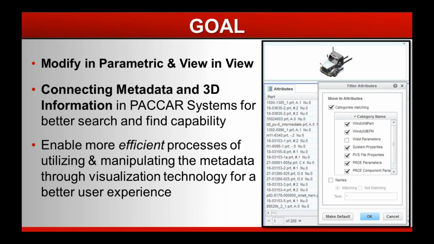The thing that I want people to take away here today is this idea of connecting metadata and 3D information. So in the big picture of things, how can you take advantage of the metadata that's on your 3D data to make your systems easier to search and find? I know lots of companies probably have WT part attributes, and how do you take advantage of that?